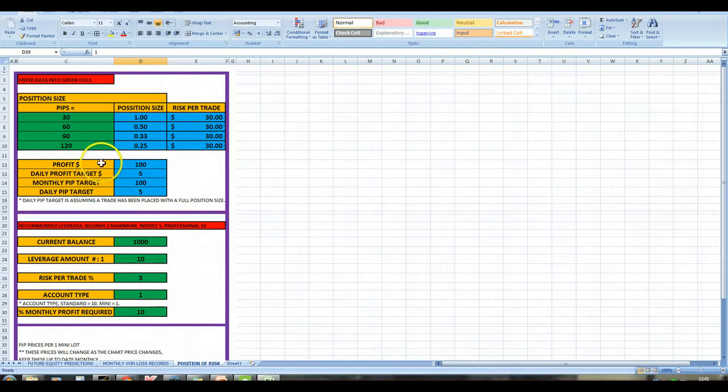Now we're talking about position sizing. We're just going to assume a balance of $1,000 in here. And I've chosen a leverage amount. This is the leverage I use, 10 to 1. This means for every $1,000 in the account, I'm trading a $10,000 contract.